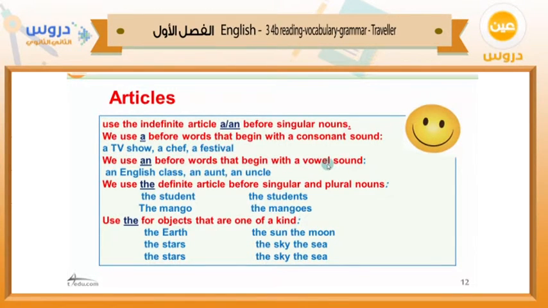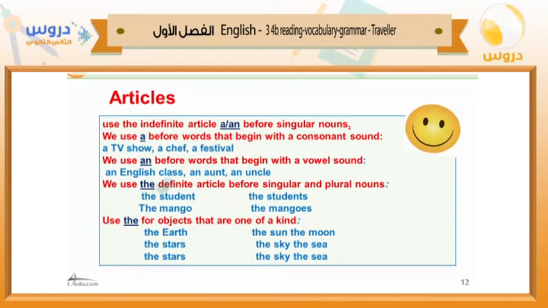But we use an before words that begin with a vowel sound. You remember the vowels? A, E, I, O, and U. So English starts with a vowel, E, an English class. Aunt starts with a vowel, A, an aunt. Uncle starts with U, it's a vowel, an uncle. Now that's for a and an. Both we use before singular nouns, but a before consonants and an before vowels.